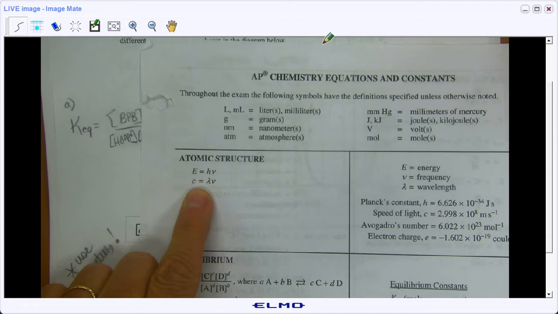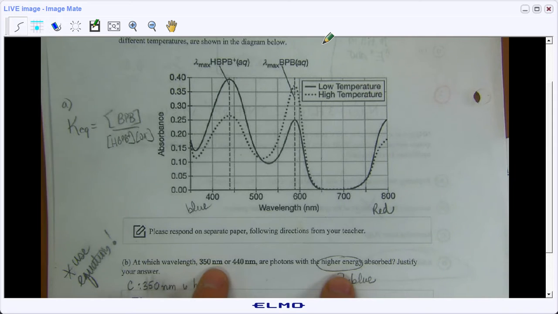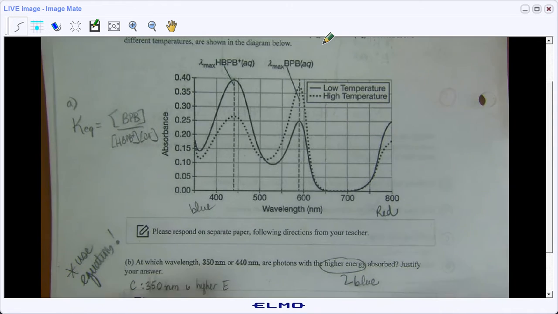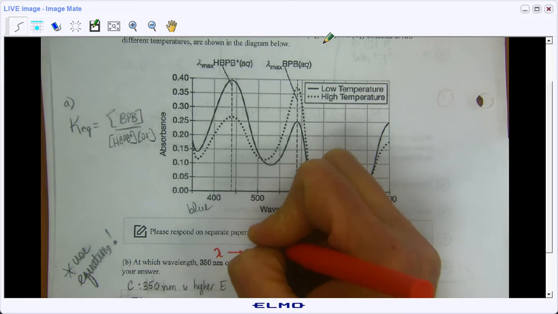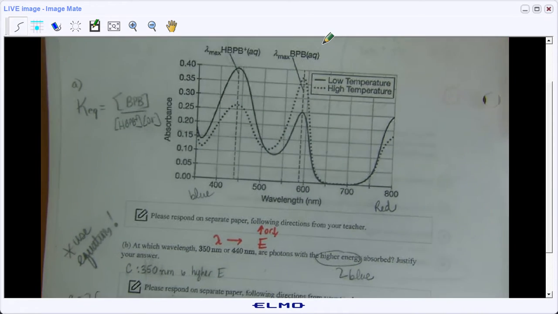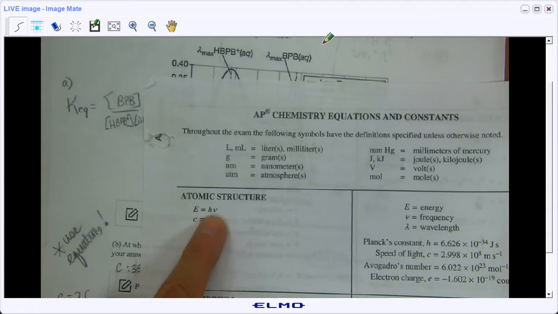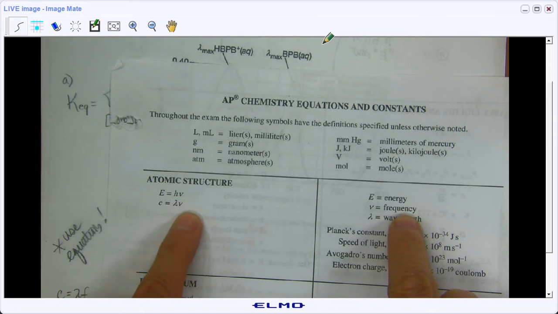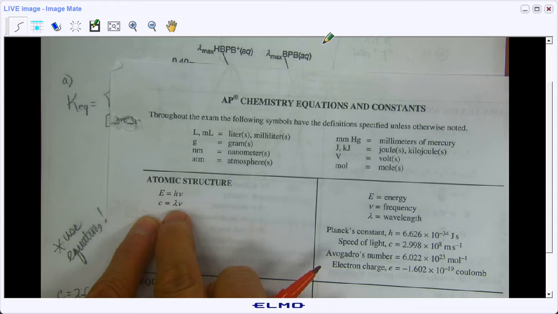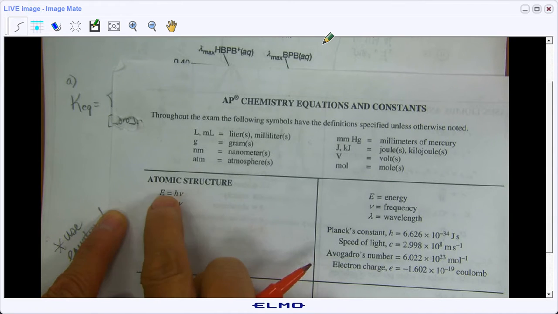When you are making a statement about a relationship, you need to use an equation to justify that relationship. The question is higher energy, and we're going from nanometers, which is a wavelength, to justify higher or lower energy. There's an equation that relates energy to this nu. What's nu? It's frequency. Then you have another equation that relates frequency to wavelength. So you have to bridge the gap from wavelength to frequency, and then frequency to energy.